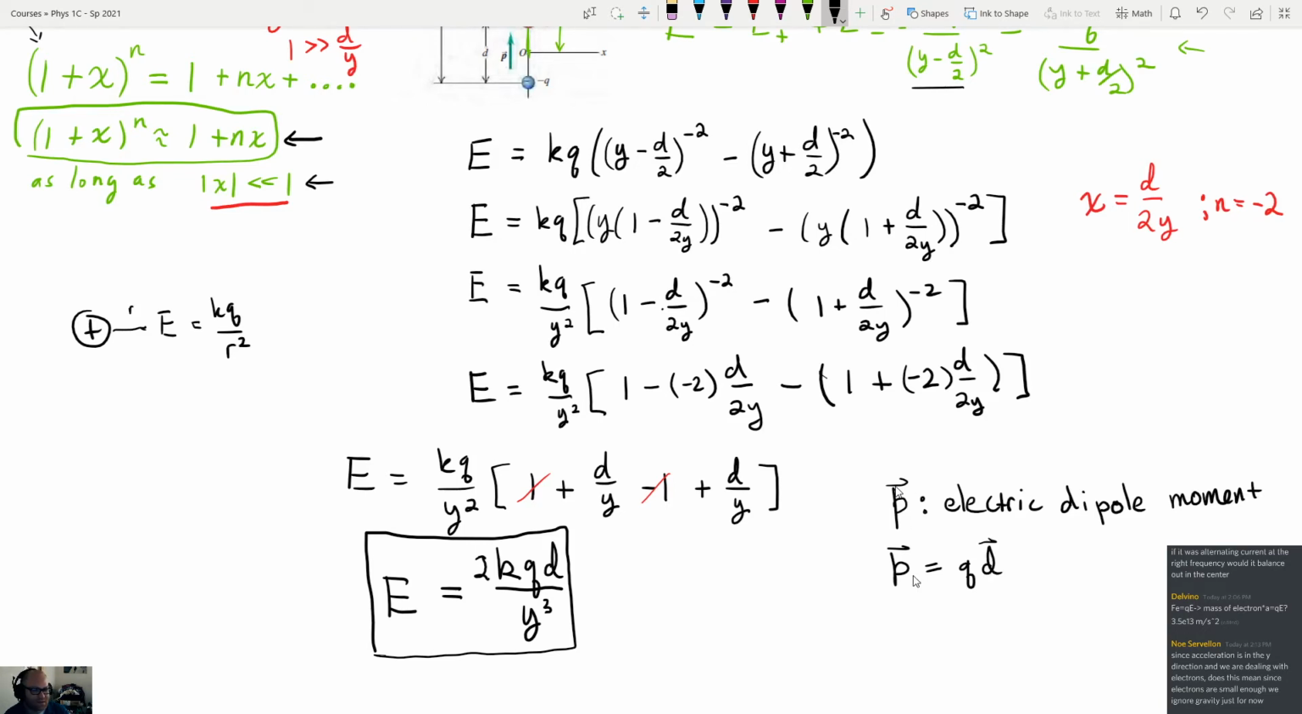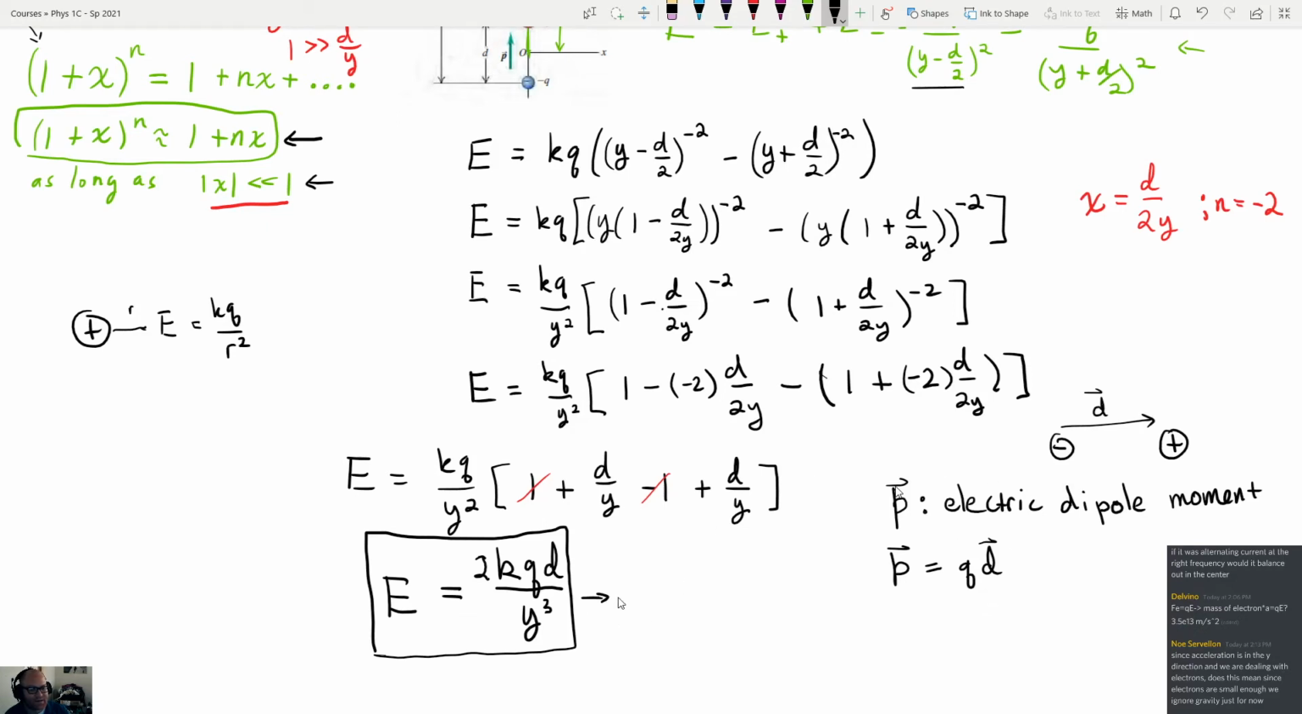The dipole moment is definitely a vector, for sure. And it basically points from the negative charge to the positive charge. So if you have a negative charge here, you have a positive charge right here, and they're separated by a distance that we call D, which goes from the negative to the positive. We call this D. Then we can define this thing called electric dipole moment like this.